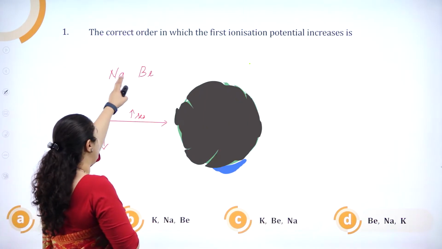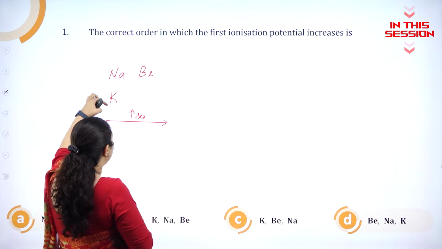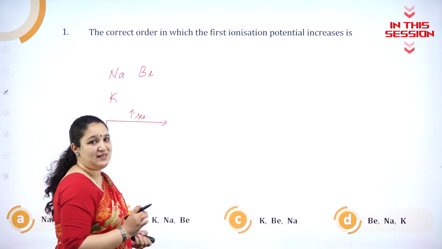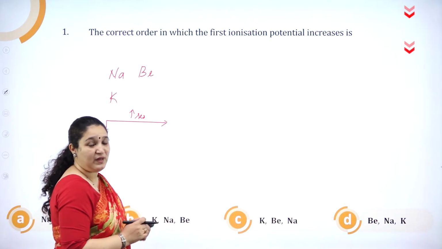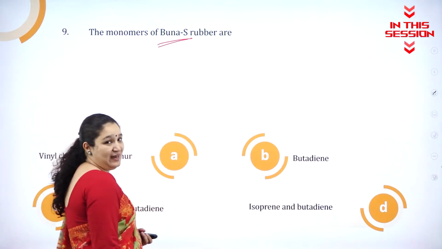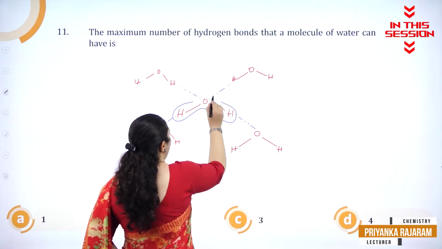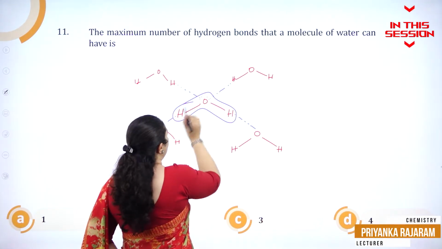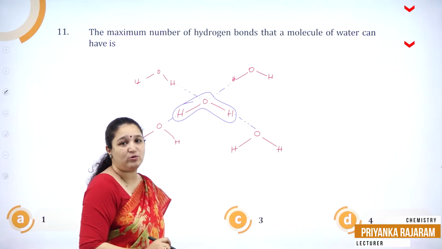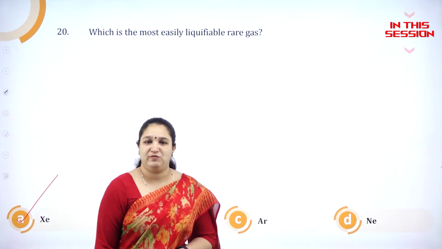So compared to sodium, beryllium has higher ionization enthalpy, and compared to sodium, potassium has got a lesser ionization enthalpy. So for BuNaS, Bu stands for butadiene, S stands for styrene. Every molecule of water can form 4 hydrogen bonds. Xenon, which is most easily liquefiable.